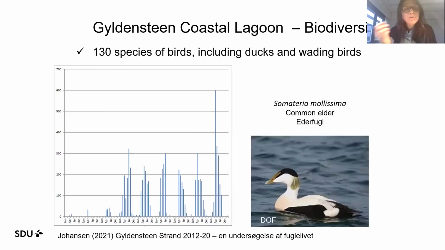And we have volunteers doing bird counts, and this is almost my last slide. I just have one more. In total, in the lake and the coastal lagoon, we have about 130 species of birds, including ducks and wading birds. And here just showing the increase in the common eider in the area, in 2012 before the flooding, and then how it has increased all the way to 20 after the flooding.